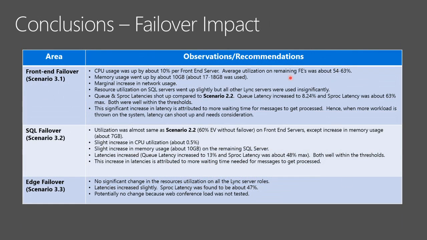Overall, about 10% per front-end server is what we saw, and about an extra 10 gig of memory got used. Other than that, we didn't see any areas to watch out for. When we did fail over the SQL server, there wasn't much difference. It's more one of those things of if you don't have the second SQL server in place, there's nowhere to fail to, so things just come to a halt.